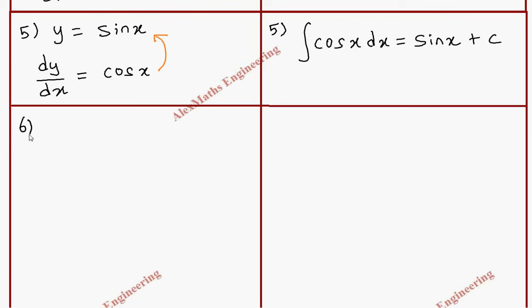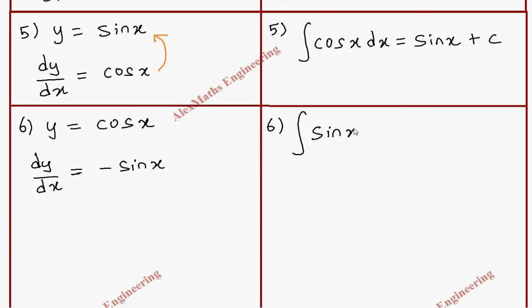Next formula, if y is cos x, then its differentiation dy by dx is minus sin x. So if I want the integration of sin x dx, then using the inverse of this, we have to say it is cos x, but there is no minus sign here, so this minus sign will be taken to the other side. So the answer is minus cos x plus c.